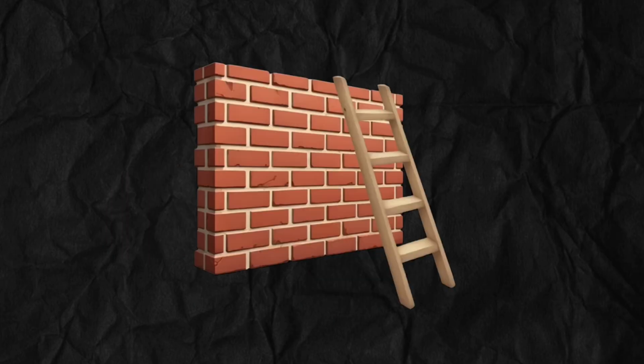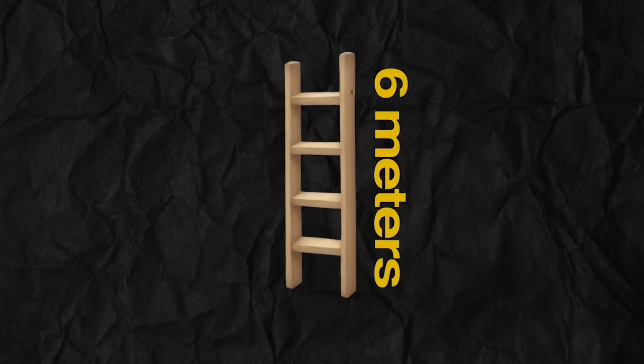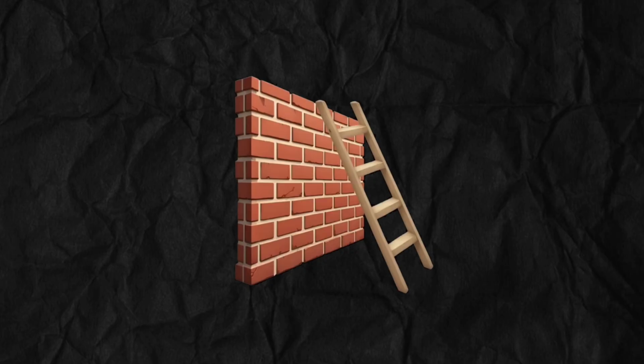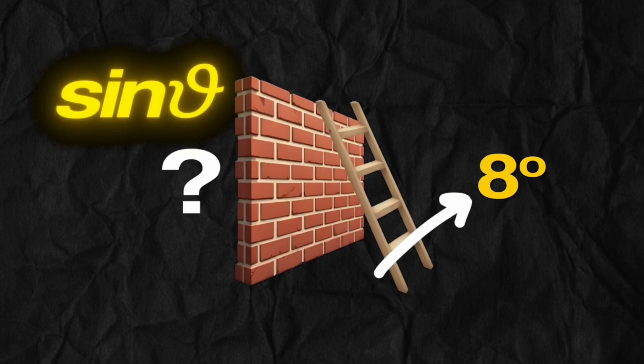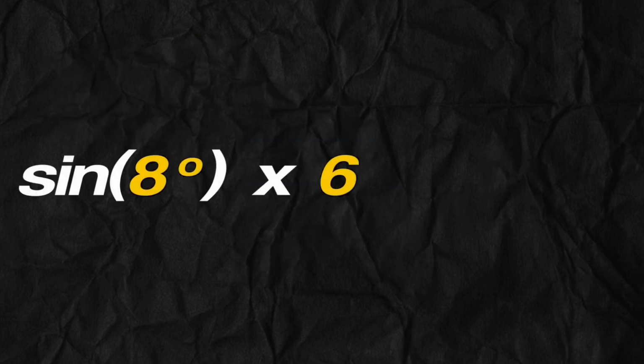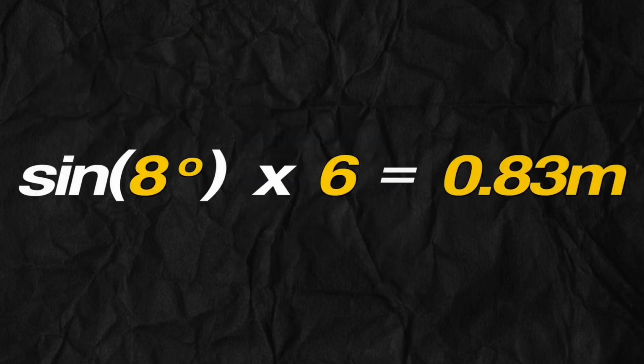Like, say you are installing a ramp. You know the ramp is 6 meters long and must meet the ground at an 8-degree angle. You need to know how high the far end of the ramp rises. You use the sine function. Sine of 8 degrees multiplied by 6 gives you approximately 0.83 meters. That is the rise.